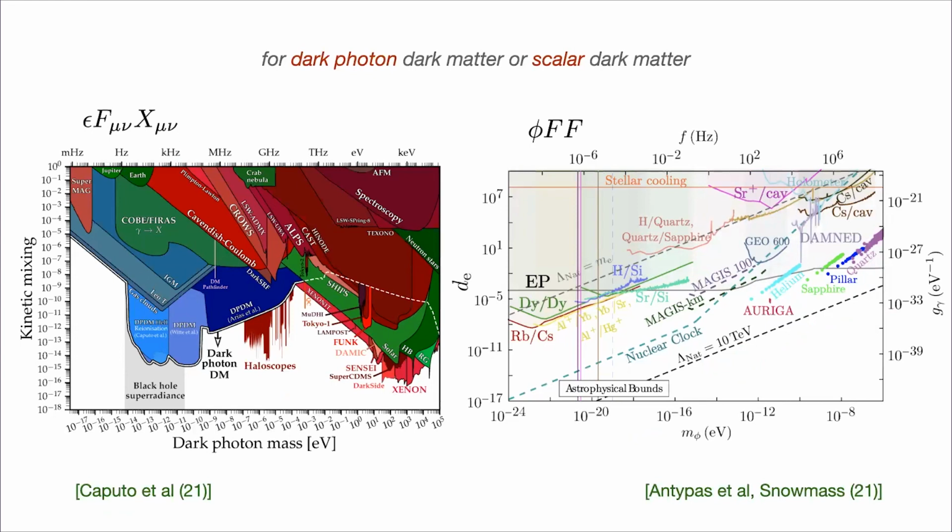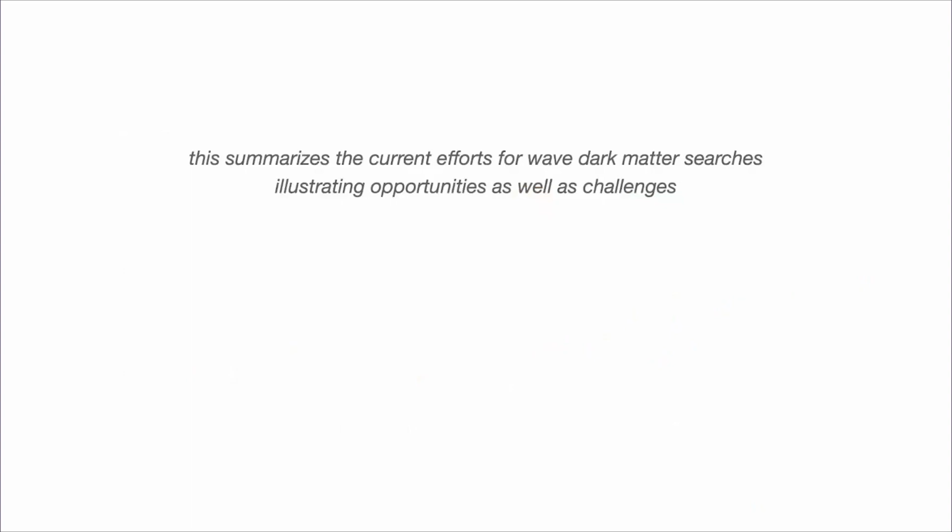There are other realizations of wave dark matter, which is the dark photon, where they couple to ordinary matter through kinetic mixing. And there is scalar dark matter, which can couple to the field strength of electromagnetism or the mass of electrons and other particles directly, such that we can again use atomic clocks or other spectroscopic measurements to probe these kinds of wave dark matter candidates. So these are more or less a summary of the current status, current efforts in terms of wave dark matter search based on their non-gravitational interaction with ordinary matter.